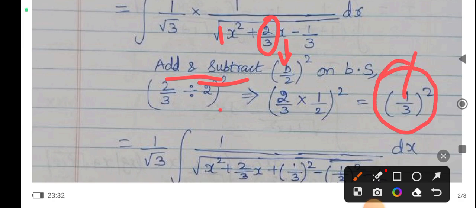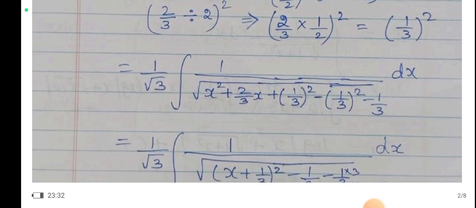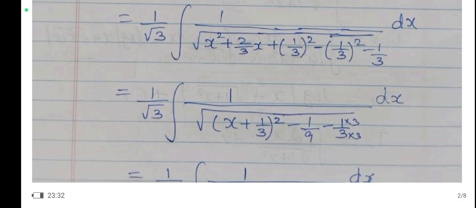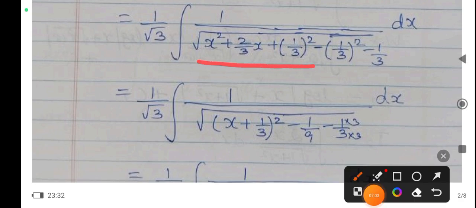That 1 by 3 square is there, no? That you should add and subtract. Somewhat clear what I am talking about? Always. So then 1 by 3 square. So x square plus 2 by 3x plus 1 by 3 square is nothing but a plus b whole square.